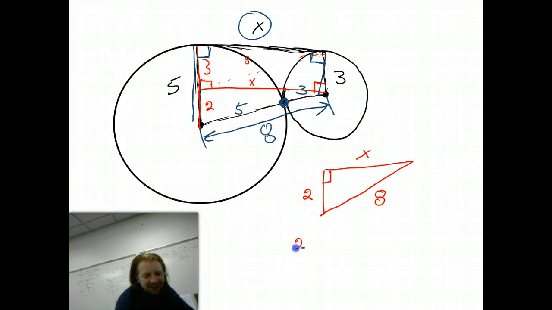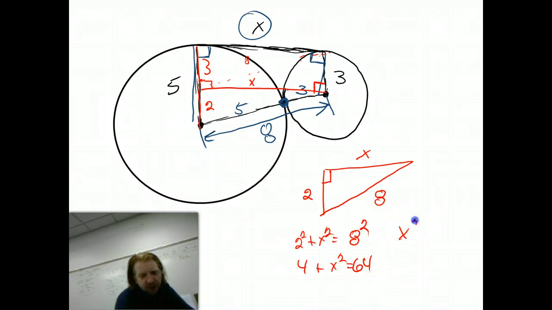You'll be fine. 2 squared plus x squared is equal to 8 squared. And then it's a matter of just doing some basic Pythagorean theorem stuff. So x squared is 60.